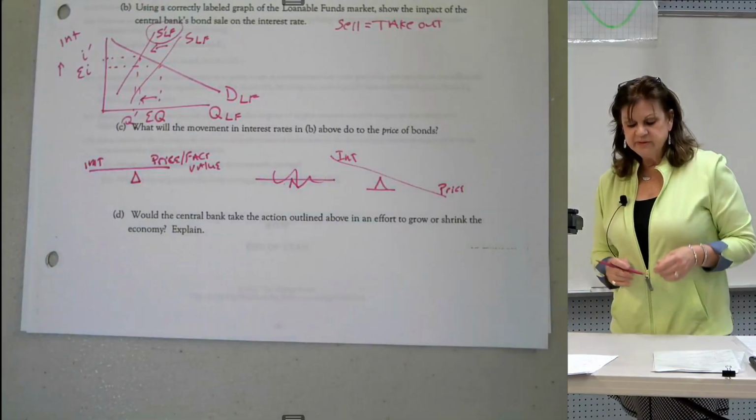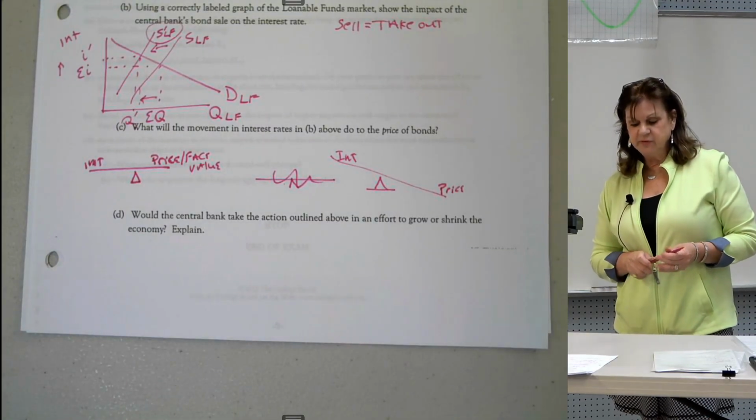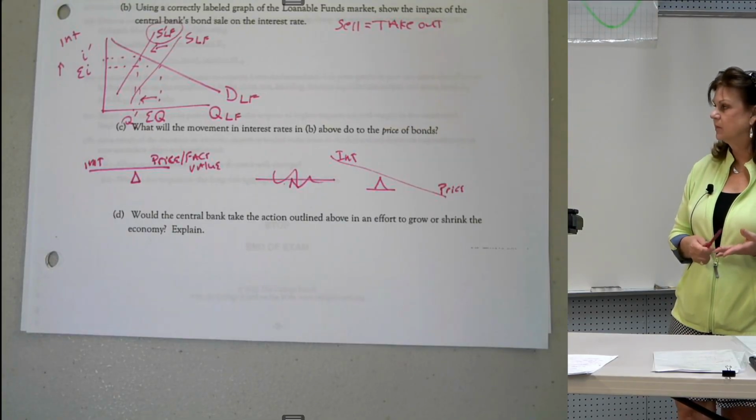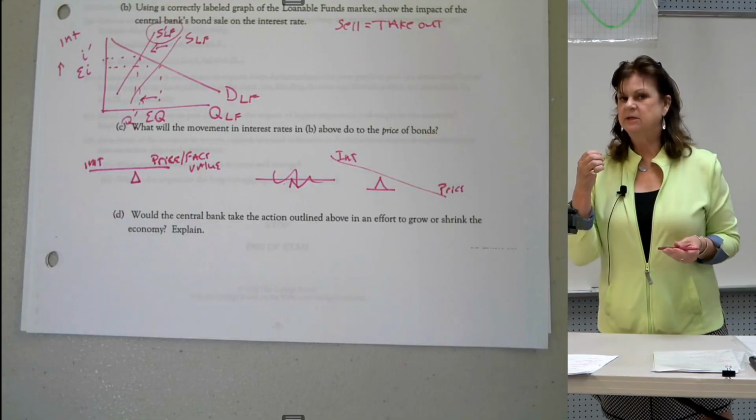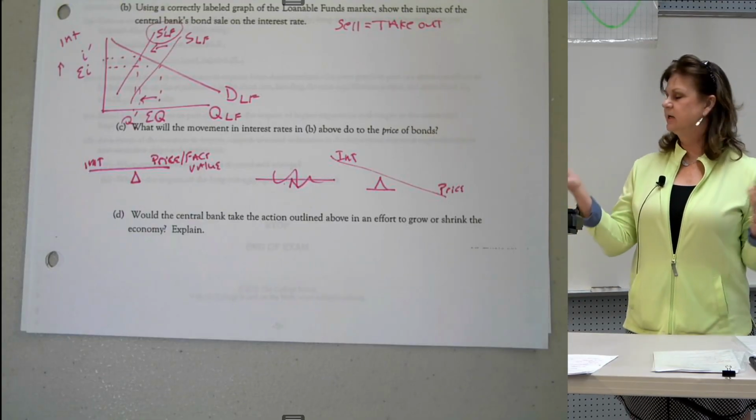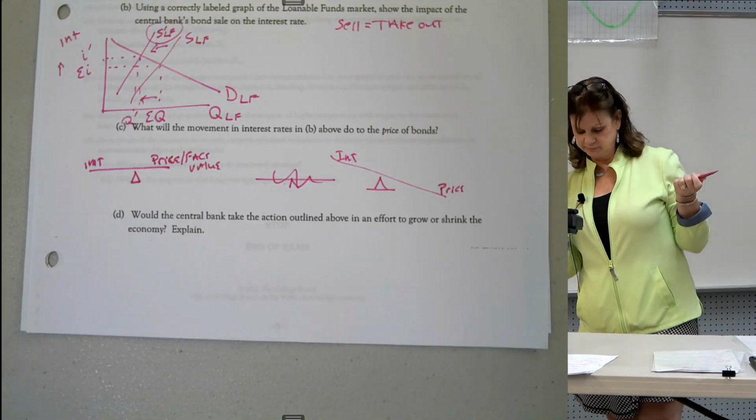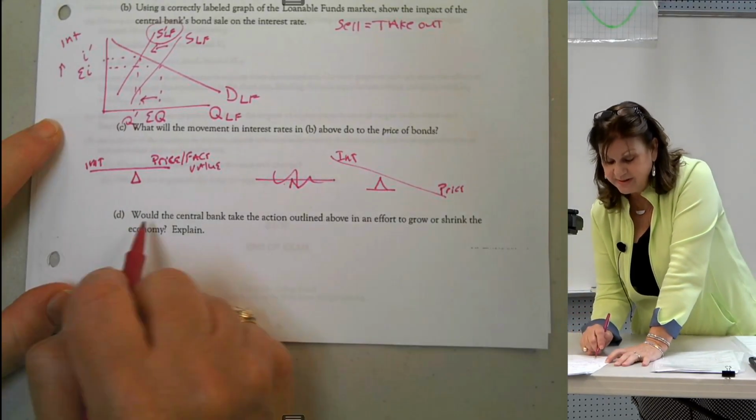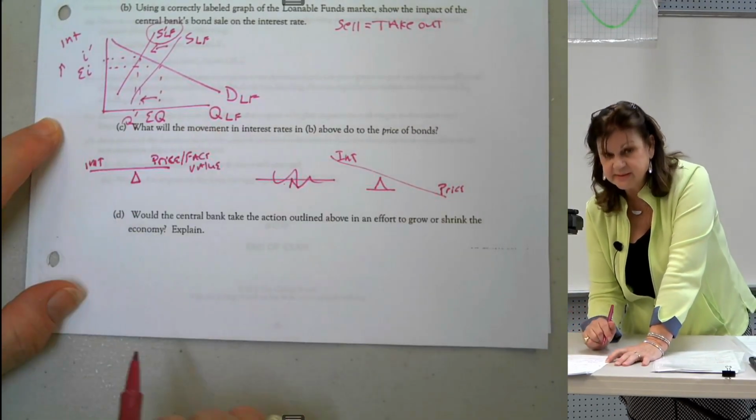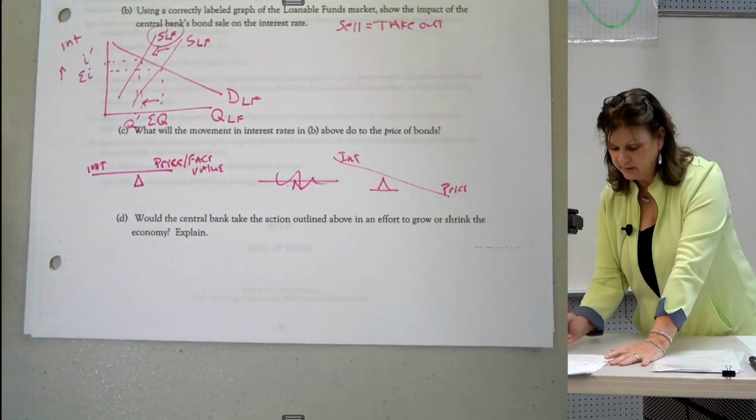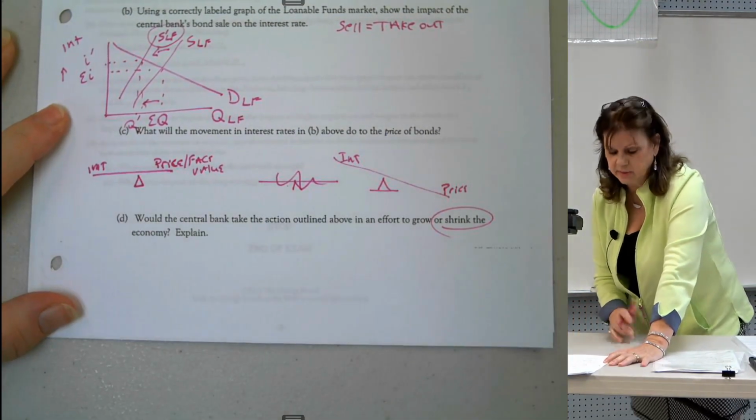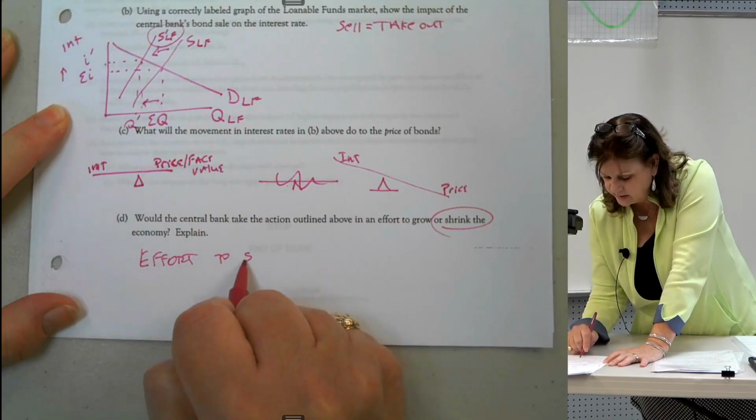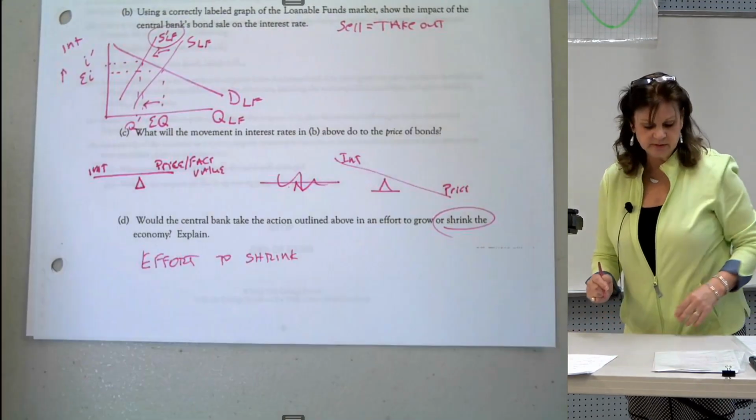All right. Would the central bank take the action outlined in an effort to grow or shrink the economy? If your parents go into your bank account and take $1,000 off of your debit card, are you going to be buying stuff? No, of course you're not. So it's kind of the same thing. The central government has said, okay, we're taking money out of the economy. Clearly, that is going to shrink the economy. Now, it's an effort to shrink the economy. Does it work perfectly? Not always. I mean, there's always adjustments.